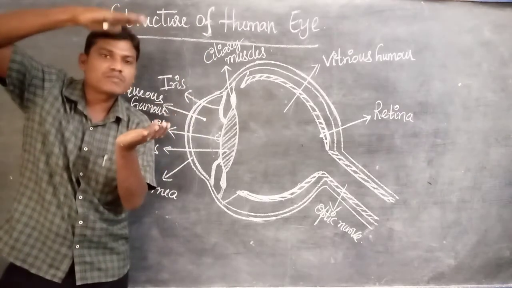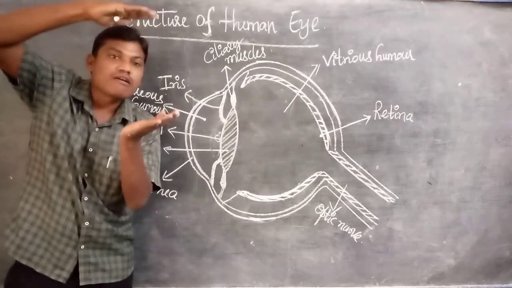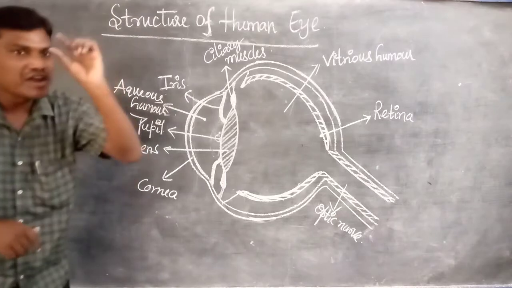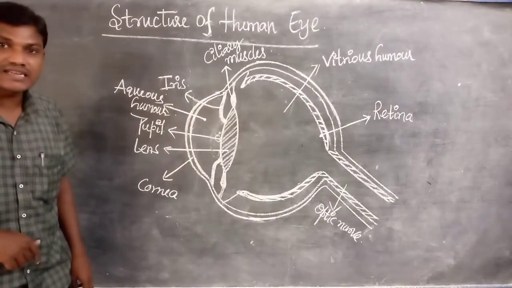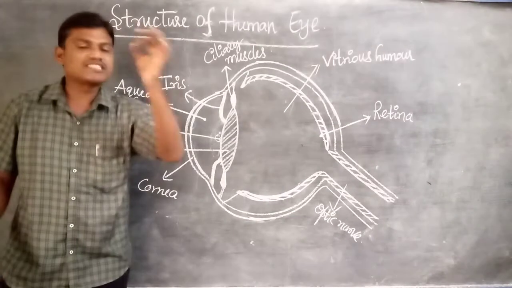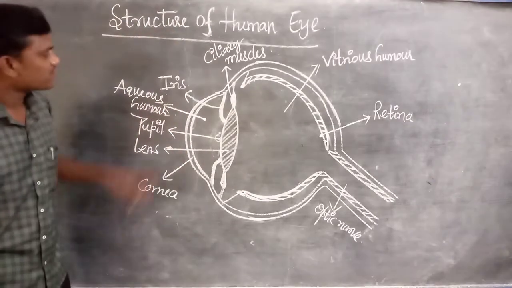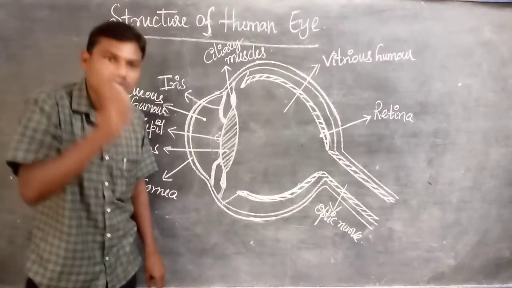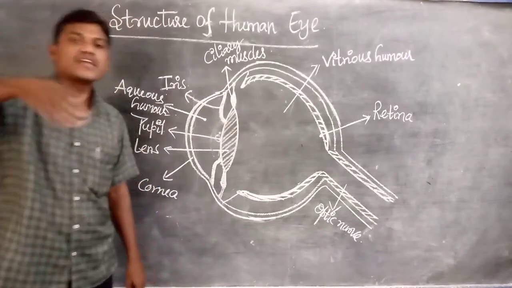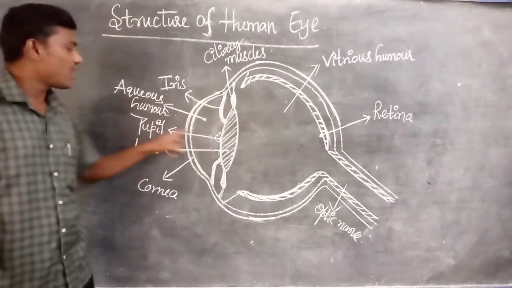So the iris, a muscular diaphragm, will contract the hole, which is nothing but reducing the size of the pupil. At that time, it only allows less intensity of light to enter, to be able to see the object clearly. That's why the iris plays an important role in controlling the intensity of light entering the eye through the pupil.